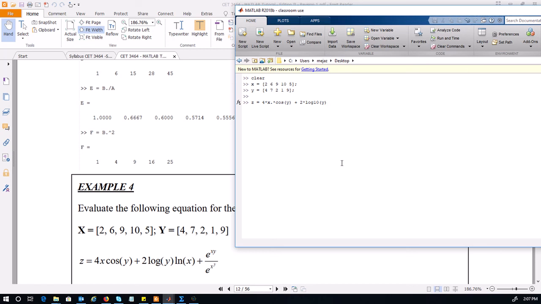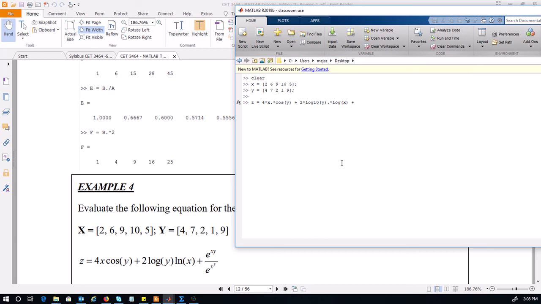So, 2 times log10 of y times natural log of x. Now log of y and natural log of x are 2 vectors, so I'm going to put a period before the times. Natural log in MATLAB is given by log. Log to the base 10 is given by log10. So natural log of x, plus exponent of xy and exponent of x to the power y.